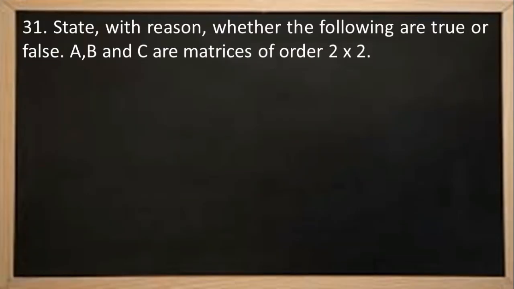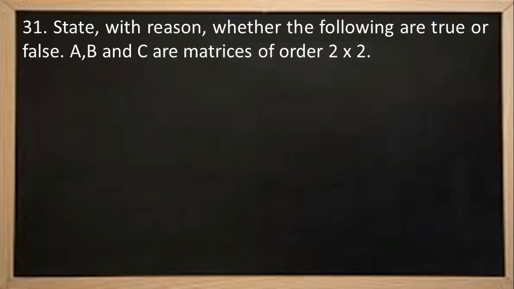Question number 31. State with reason whether the following are true or false, if A, B and C are matrices of order 2 by 2. Many of these conditions we have already discussed while solving the problems, children. Kindly keep an eye on that, and again I will be explaining it in detail. These results are very much important in matrices to find out the given solution at certain conditions.